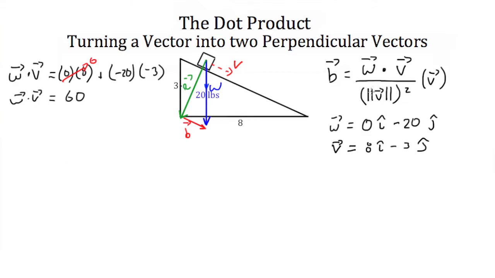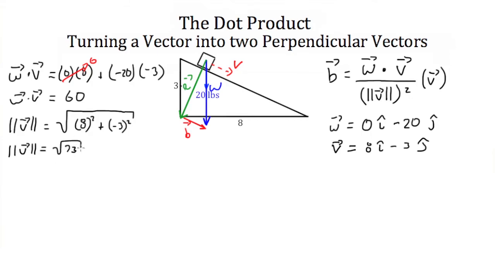Now I need to find the magnitude of my direction vector, vector V. That's equal to the square root of the amount V moves in the x squared, so 8 squared, plus the amount V moves in the y, so negative 3, and that's also squared. So the magnitude of direction vector V is equal to the square root of 73, or approximately 8.54. So now let's plug all this in.